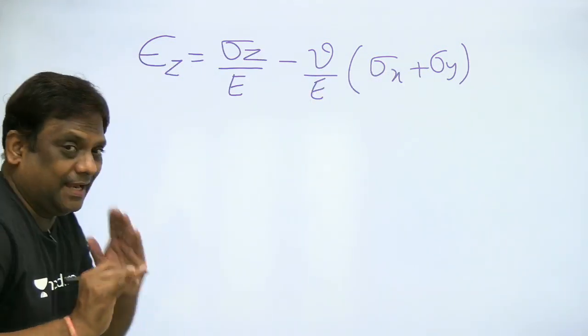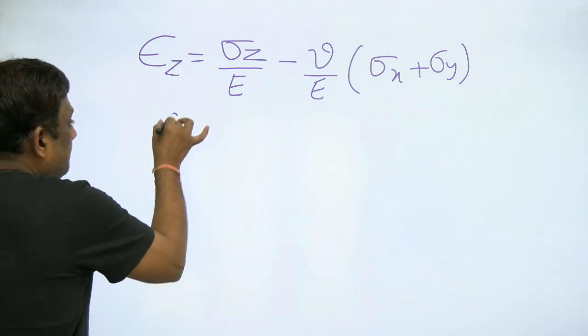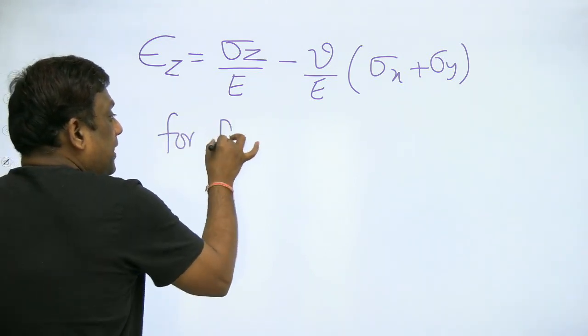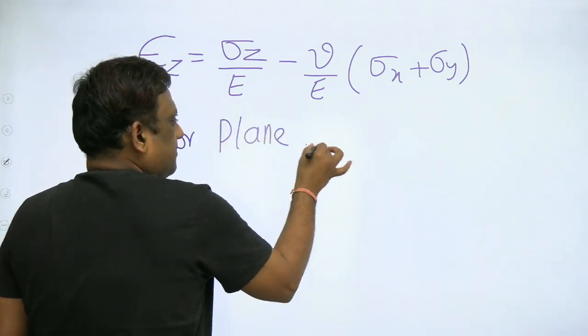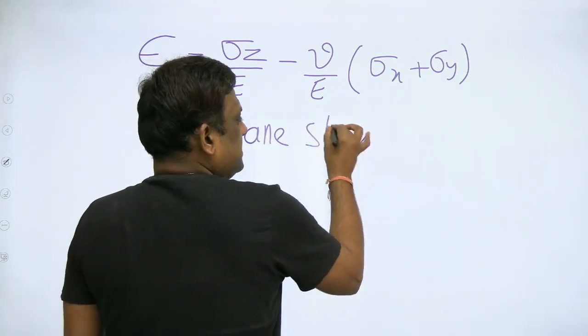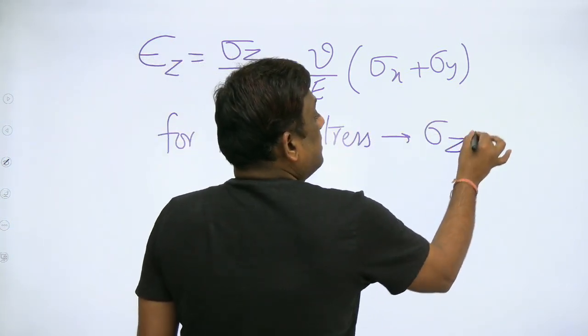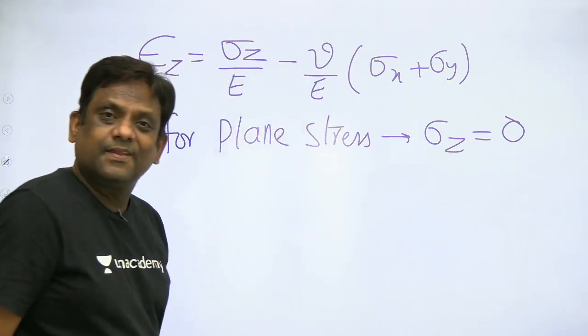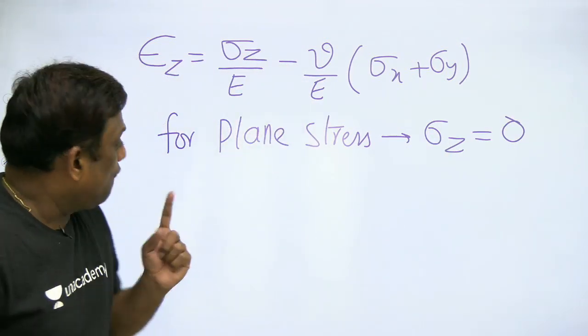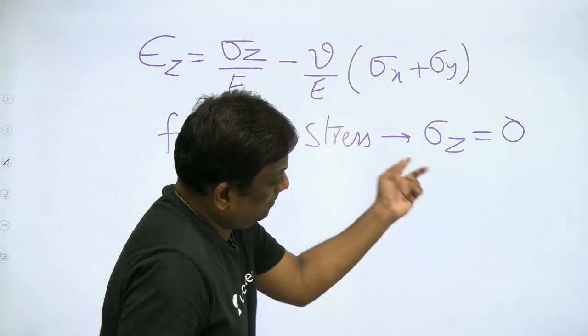Now look at this. For plane stress, one of the stresses, say sigma z, must be 0. See carefully, for plane stress, sigma z is 0.